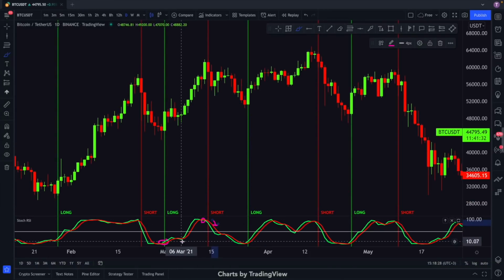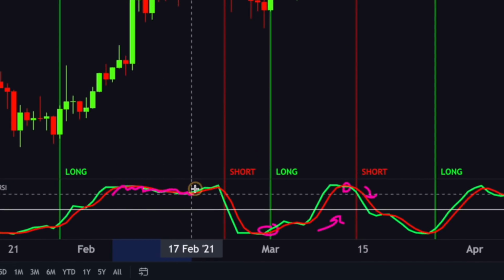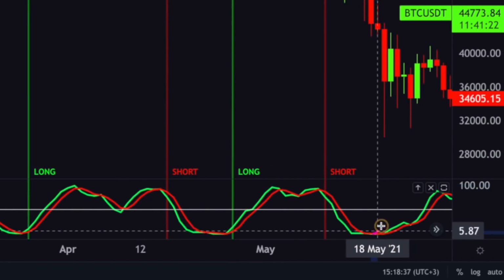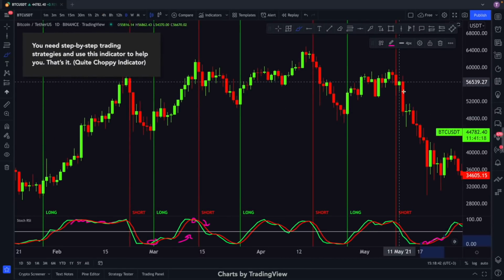However, this is a dangerous and choppy indicator. You should never use this without a real trading plan or strategy, because it gives you false signals. So you need step-by-step trading strategies and use this indicator to help you.